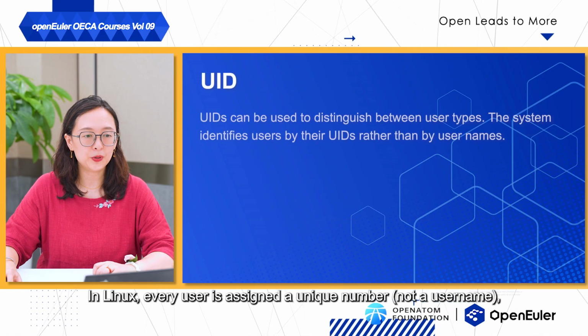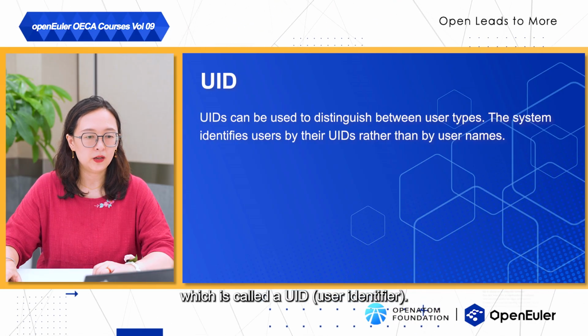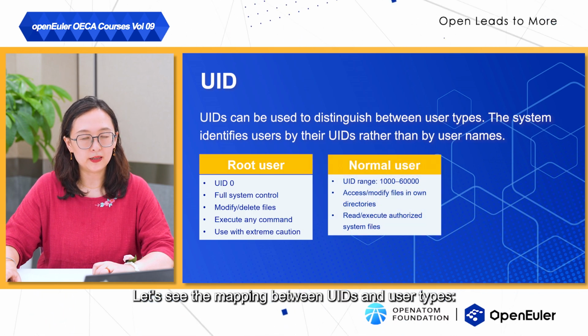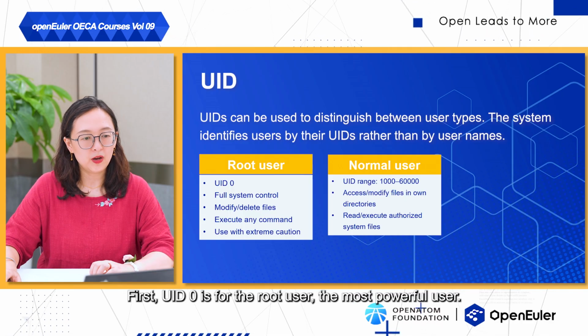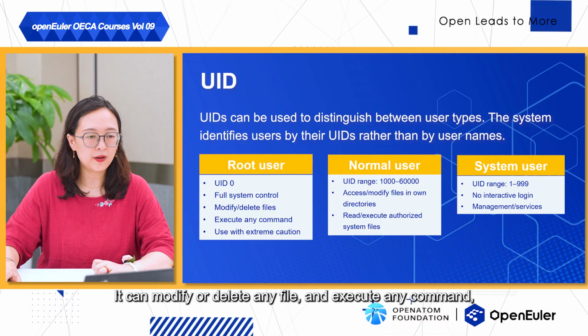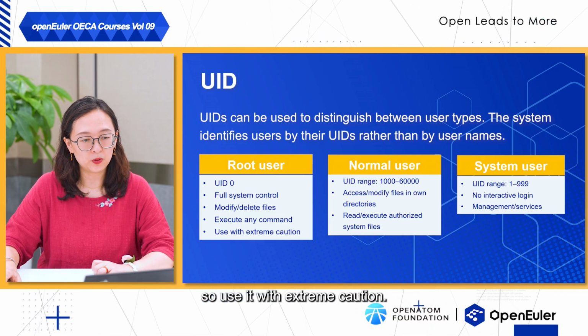In Linux, every user is assigned a unique number, not a username, which is called UID, user identifier. The system uses UIDs to identify users. Let's see the mapping between UIDs and user types. First, UID 0 is for the root user, the most powerful user. It can modify or delete any file and execute any command, so use it with extreme caution.